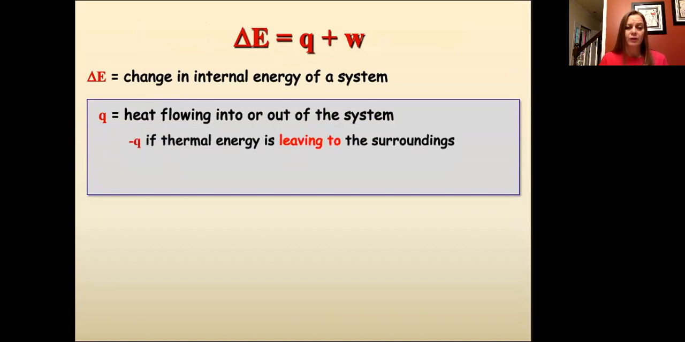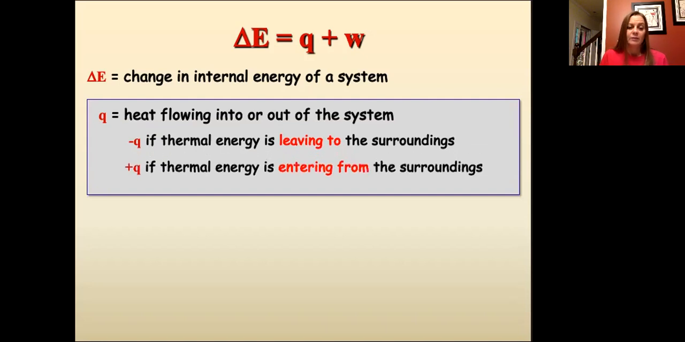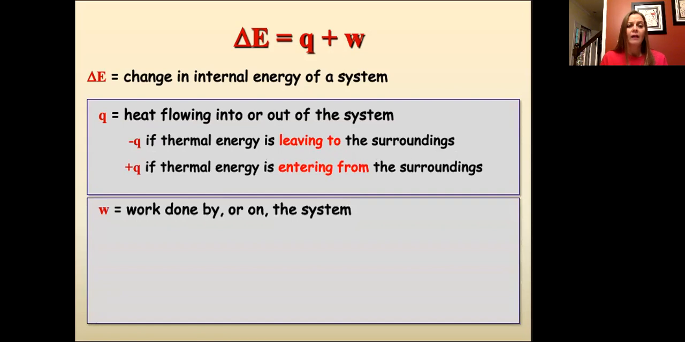So the sign of Q is going to be negative if the thermal energy is leaving and going to the surroundings. And so this is what we call an exothermic reaction, meaning it's going out. If the sign is positive, that means that thermal energy is coming in from the surroundings, and this would be an endothermic reaction.